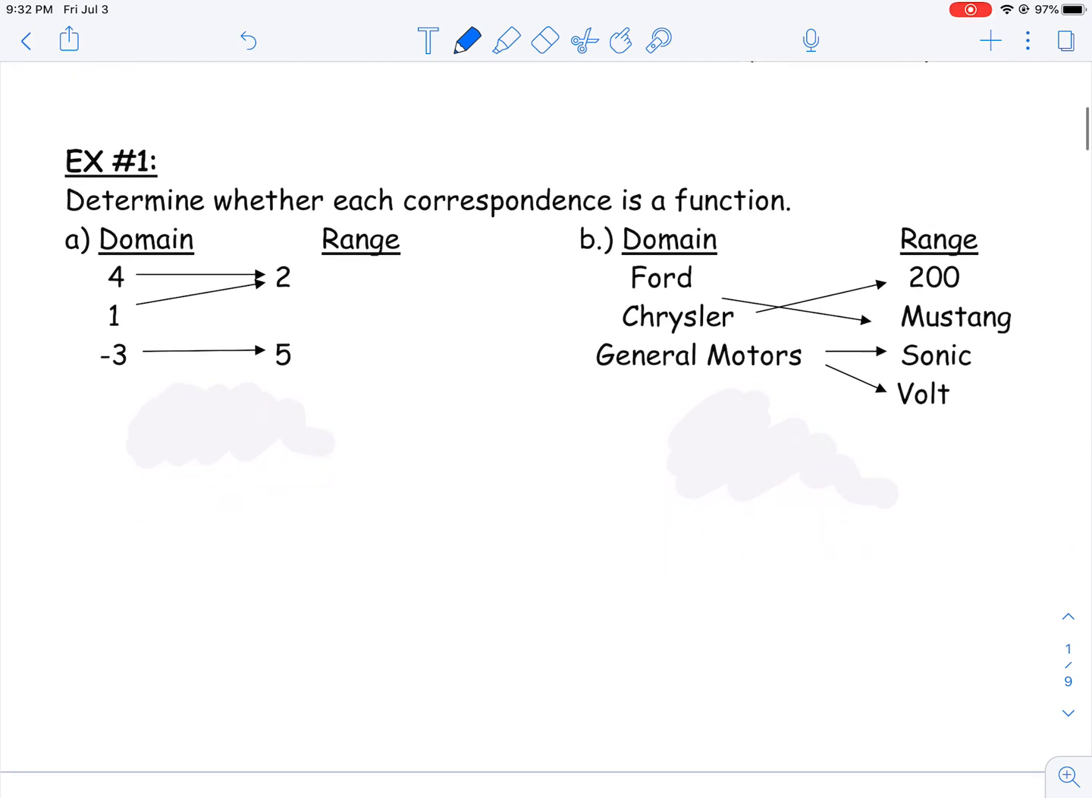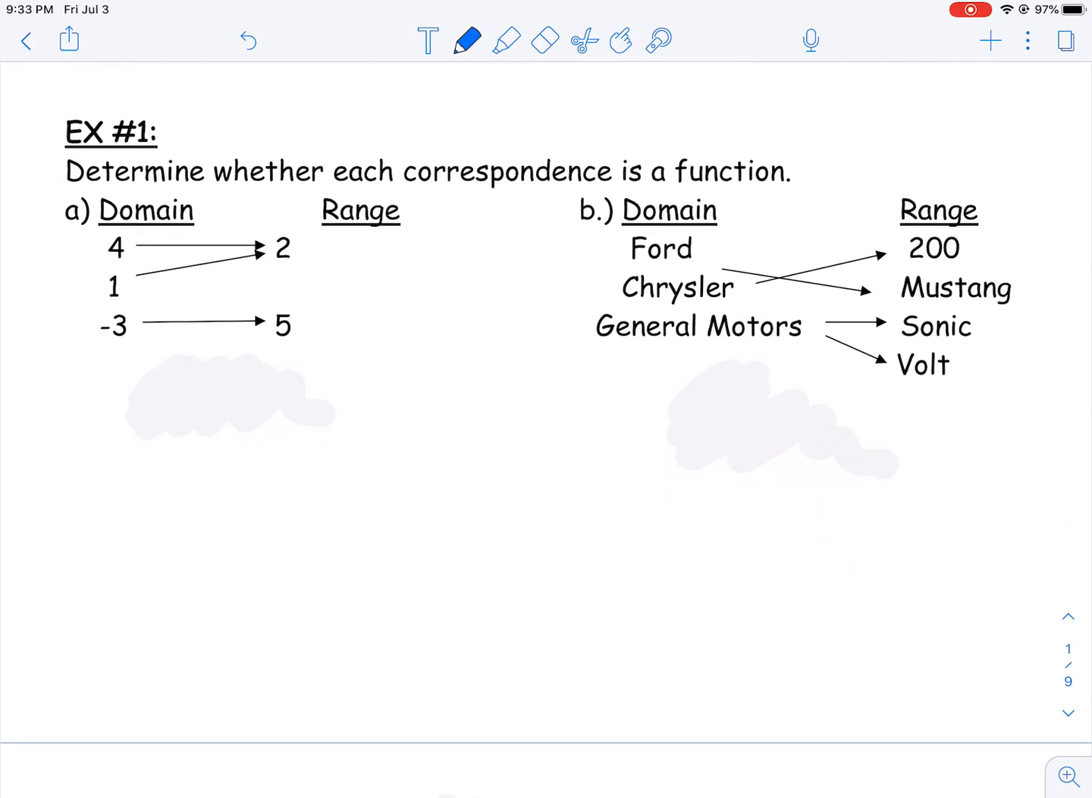So what if I give you these two examples? Determine whether each correspondence is a function. Remember, every domain has only one range. Every one input only has one output in order for it to be a function. So on the first example, the 4 goes to the 2, the 1 goes to the 2, and the -3 goes to the 5. 4 only goes to one thing, 1 only goes to one thing, and -3 only goes to one thing, only has one output. That is a function. I know that 4 goes to 2 and 1 also goes to 2, but it's still a function because every domain only goes to one range.